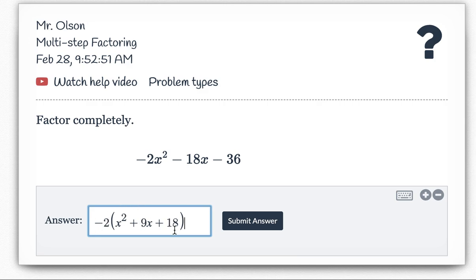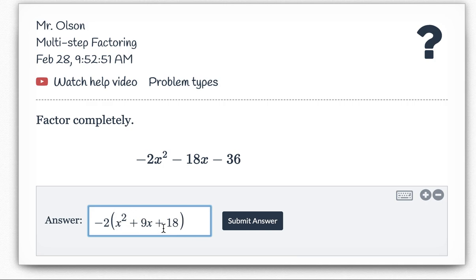And you can always check. That's one of the great things about math, is that you can always check your answer if you're not sure. If I multiply -2 times x squared, I'll get -2x squared. If I multiply -2 times a positive 9, I'll get -18, and so on. And this checks out. So now really, how do I factor this?